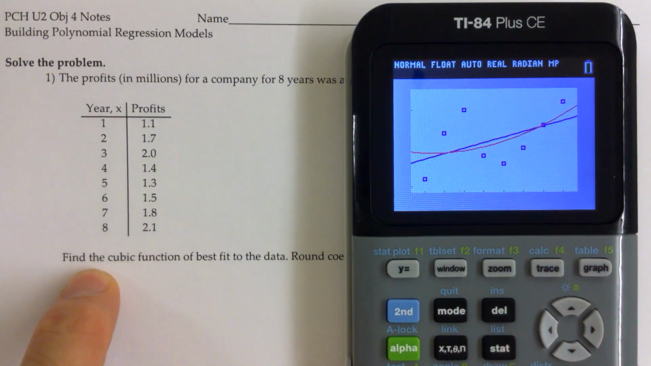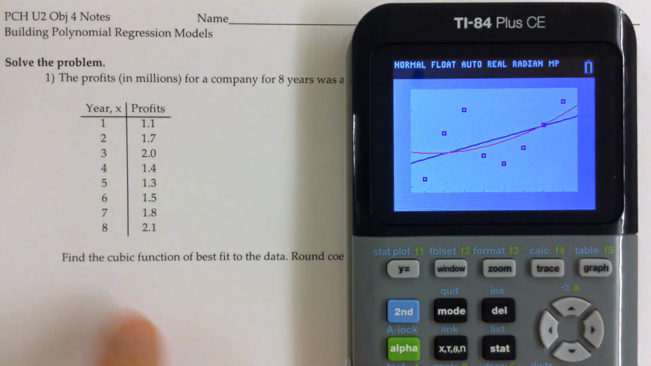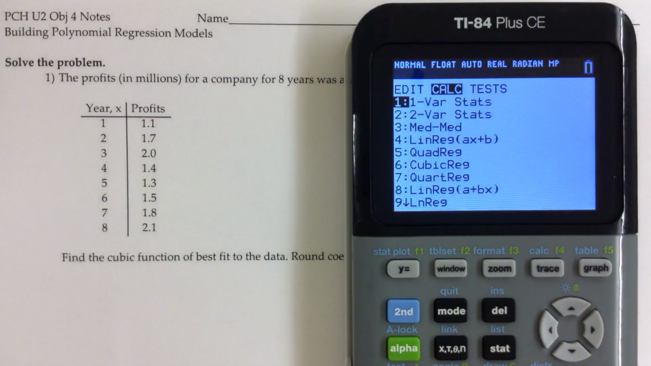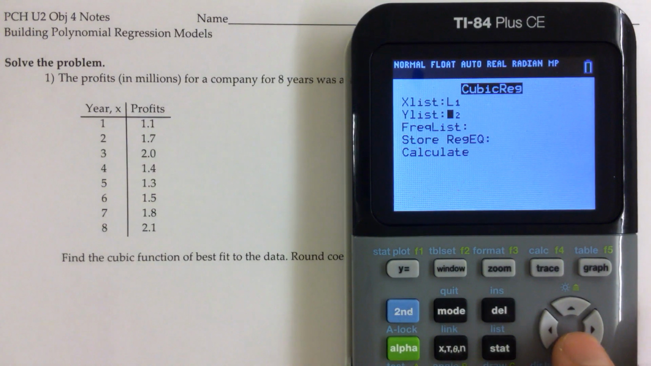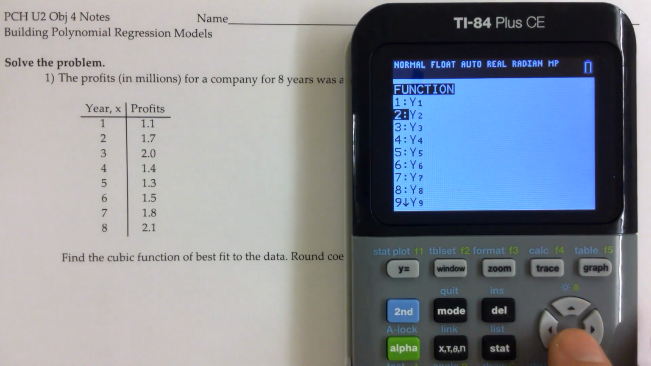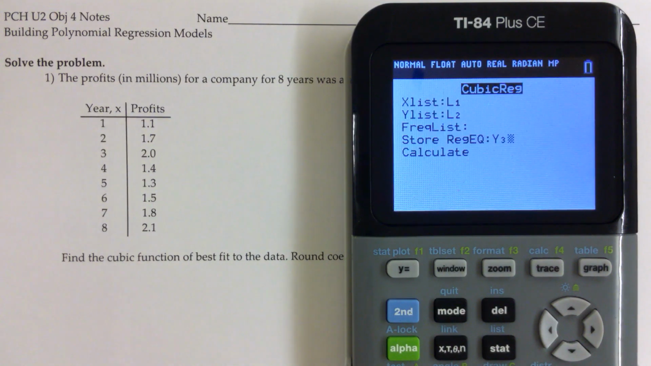So we're going to again now just follow the directions here, find the cubic function of best fit, and we hit stat, calc, and then down here number 6 is the cubic regression model, and we hit enter. We're going to store the cubic regression model by hitting the down arrow a few times. Store that in y3. We already have two functions there. I just want to show you the comparisons. You can type a 3 or you can scroll down to 3 and hit enter. And after hitting enter, then you have to hit enter a couple more times.